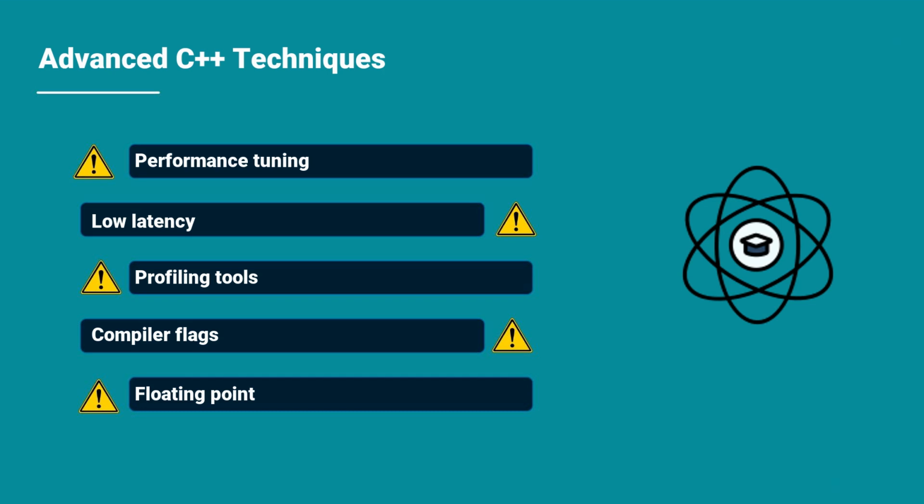Now, we will cover advanced C++ optimization techniques, specifically regarding floating-point operations, inline functions, compile-time polymorphism, modern C++ features, and effective use of compiler optimization flags.